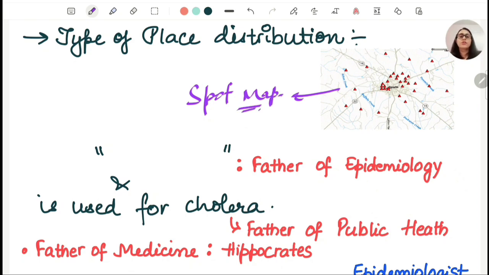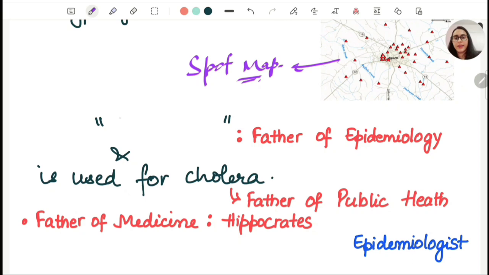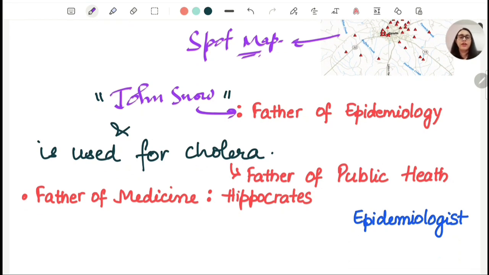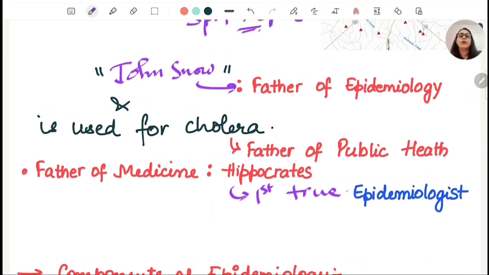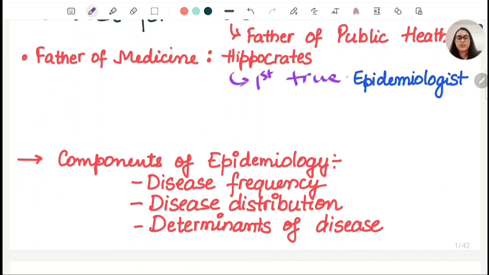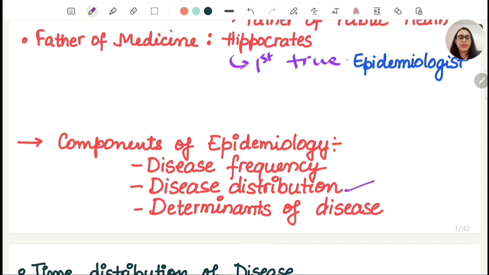It was first used effectively by John Snow, and therefore John Snow is known as the father of epidemiology, and it was used for the disease cholera. Now, the father of medicine is Hippocrates, and he is also known as the first true epidemiologist. So the components of epidemiology are the disease distribution, determinants of the disease and the disease frequency.